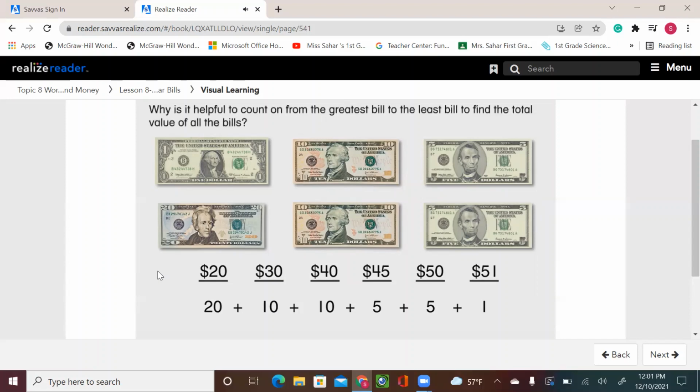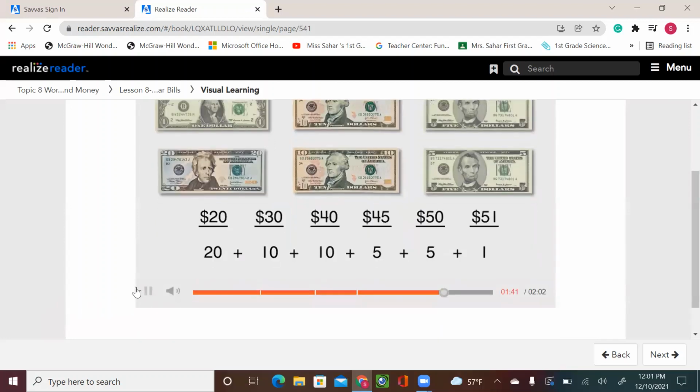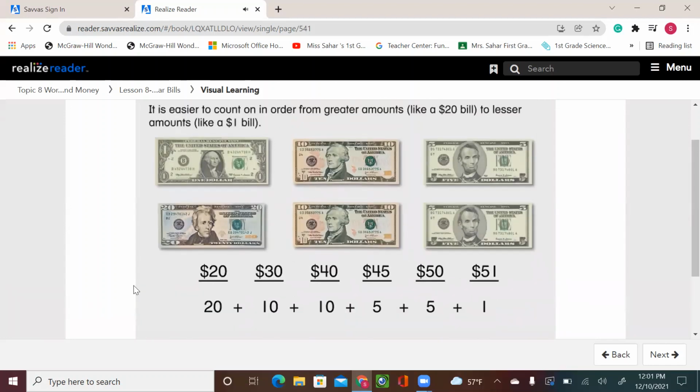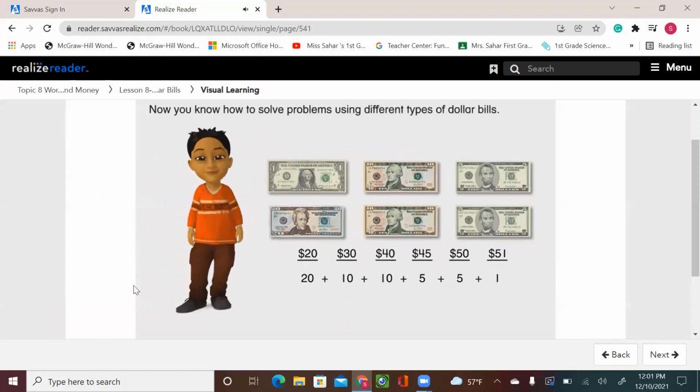Why is it helpful to count on from the greatest bill to the least bill to find the total value of all the bills? It is easier to count on in order from greater amounts, like a $20 bill, to lesser amounts, like a $1 bill. Now you know how to solve problems using different types of dollar bills. Great job!